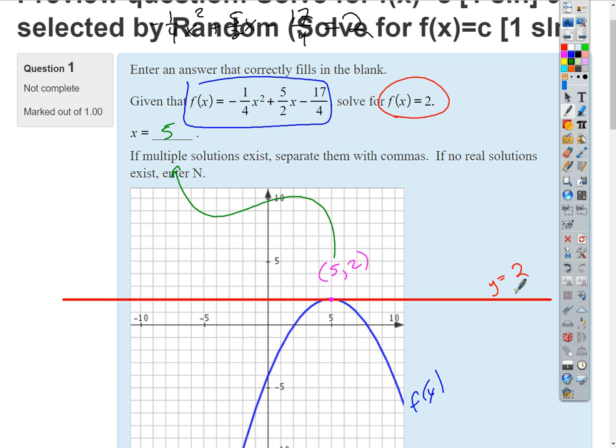Now, what if, instead of being a 2, that was a 3? Well, what would have happened?